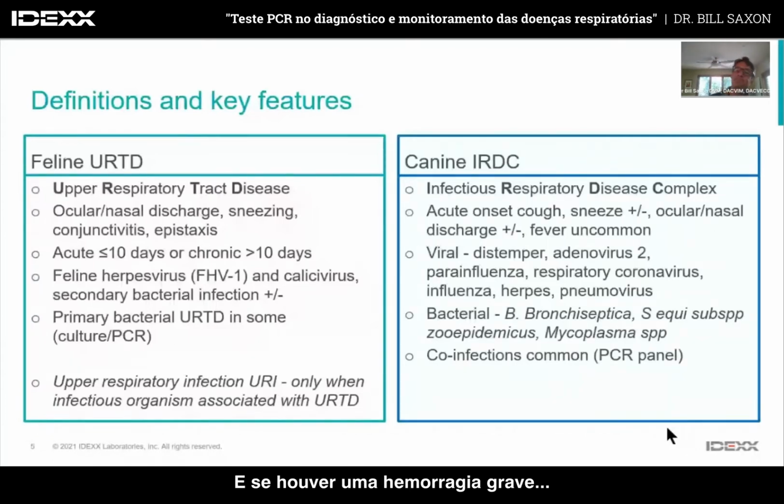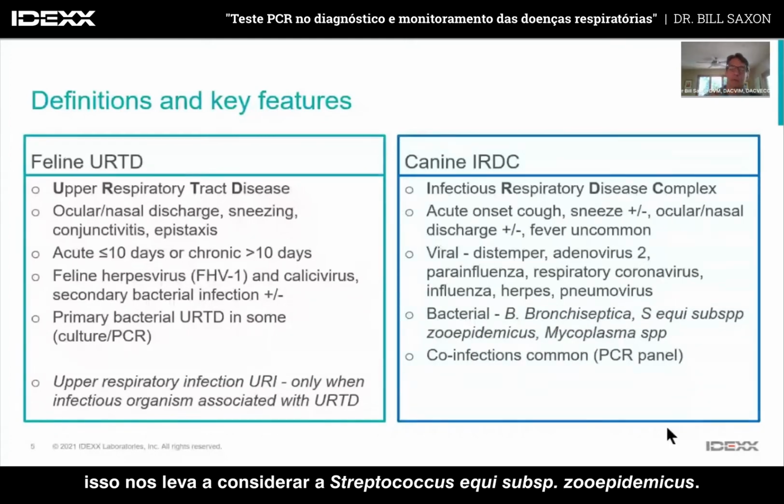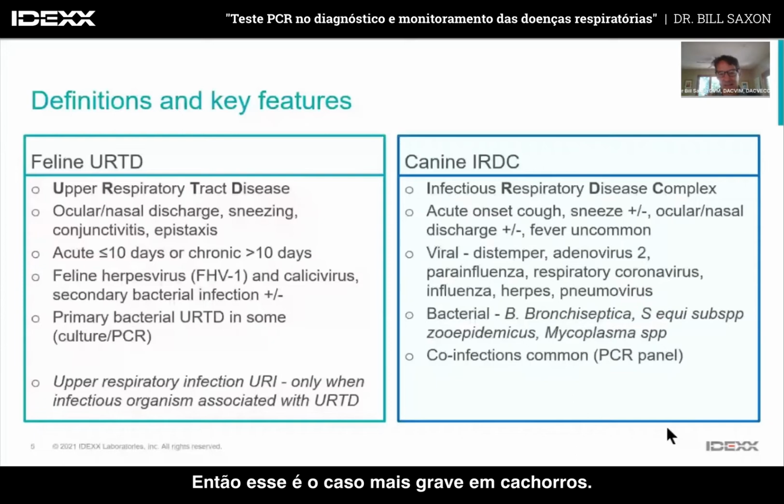And then if you have a severe hemorrhagic issue in a dog associated with respiratory signs or sudden death, this is something that might make us think about Staph equi subspecies epidemicus. So the most severe would be that in dogs. And calicivirus can have that systemic form of calici and cause widespread disease as well. These things usually are confined to respiratory tract, but they can disseminate.